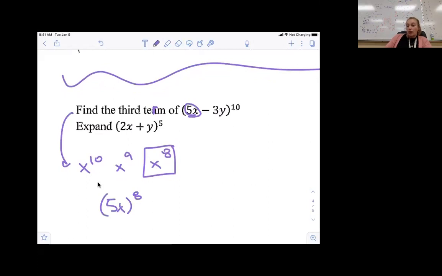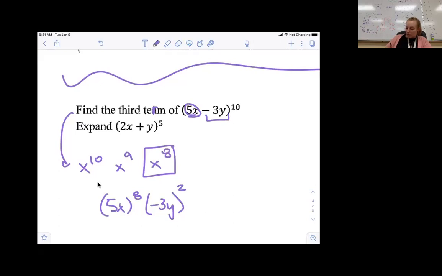Now, I don't have my second term in here yet, and those exponents must add to be 10. So I just know that when I'm on my third term, where the first term is being raised to the 8th, in order for my exponents to add to be 10, my second term must be raised to the second. 8 plus 2 is 10.